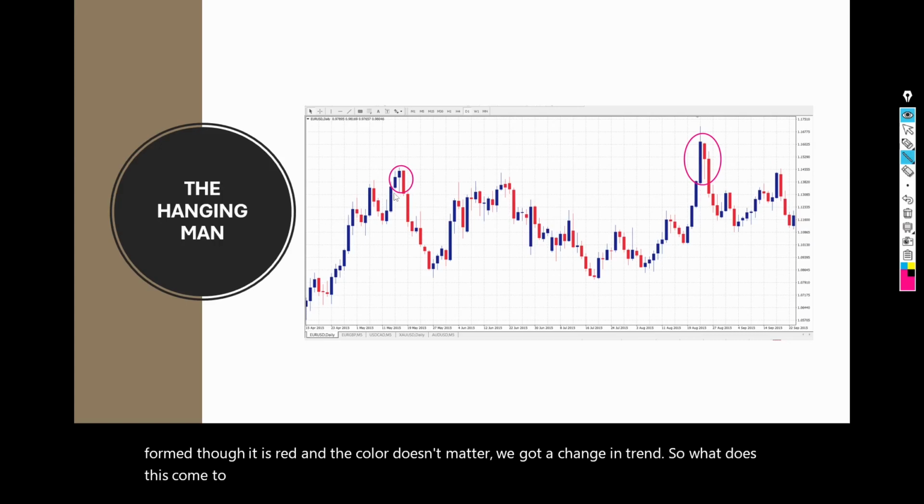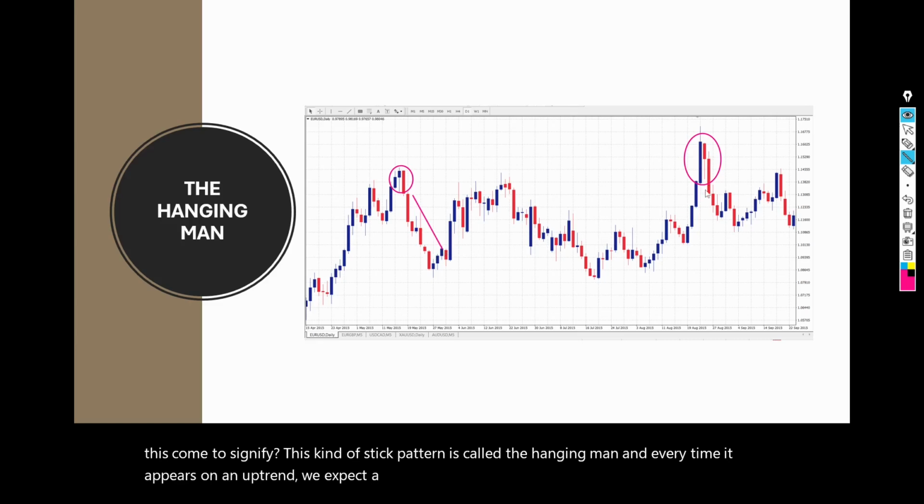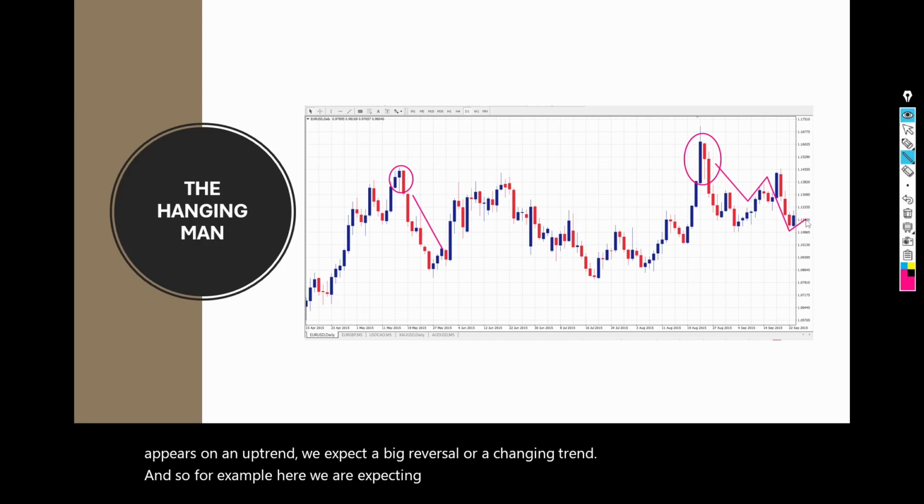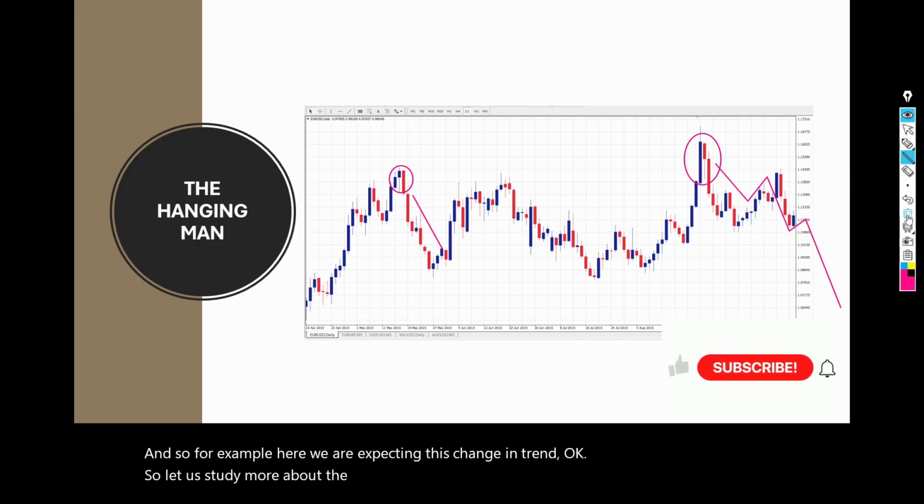This candlestick pattern is called the hanging man, and every time it appears in an uptrend, we expect a big reversal or a change in trend. So for example, here we are expecting this change in trend. So let us study more about the hanging man in this video.